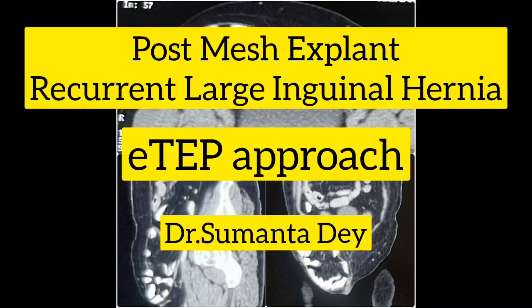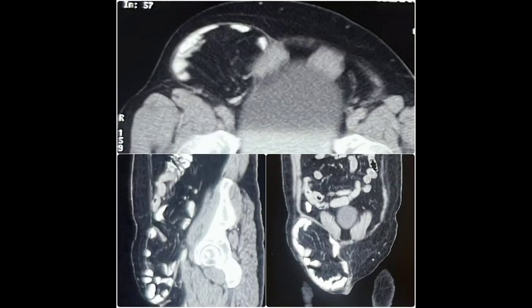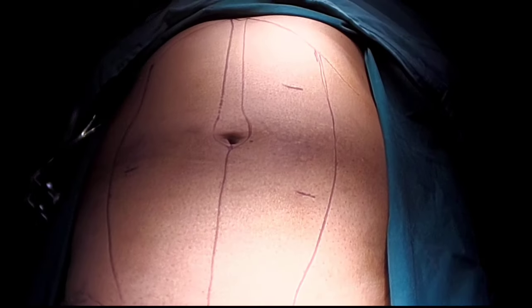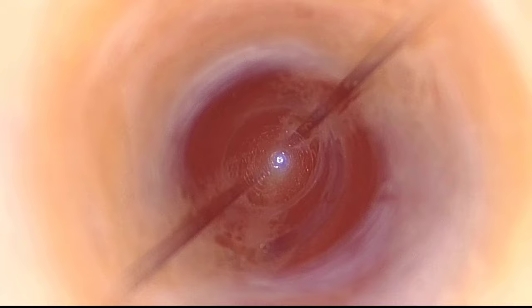This video demonstrates a case of recurrent right inguinoscrotal hernia following mesh explantation, which I managed with a T-tape approach. You can see the CT scan. A large recurrent right inguinoscrotal hernia was there because of the previous open surgery. You can see the open scar mark on the right groin, and also there was a primary left inguinal hernia. So it's a bilateral inguinal hernia.